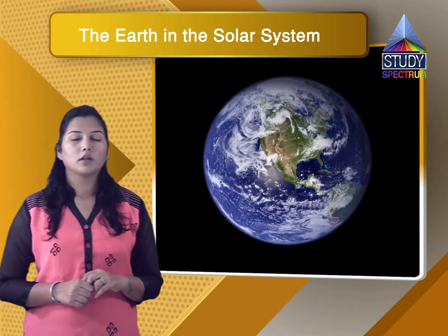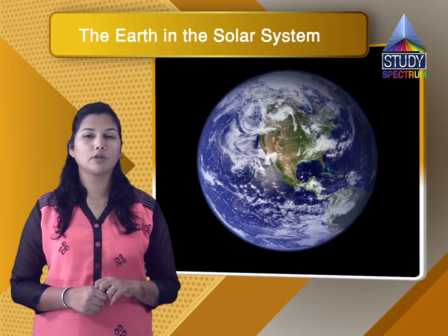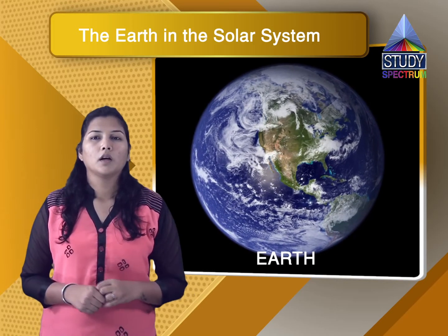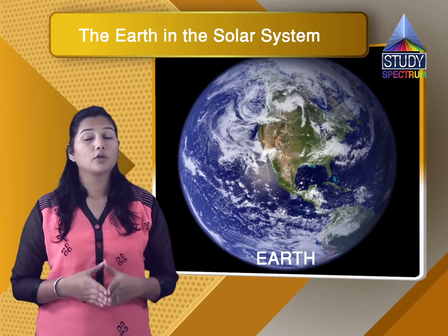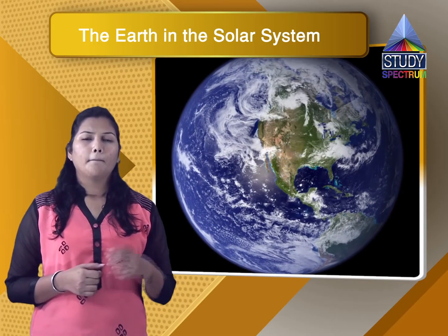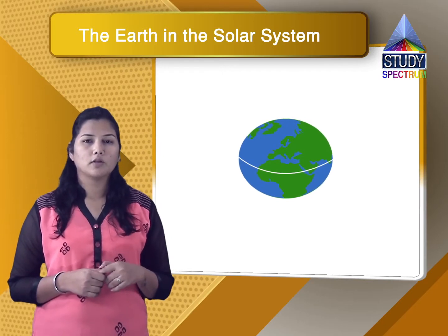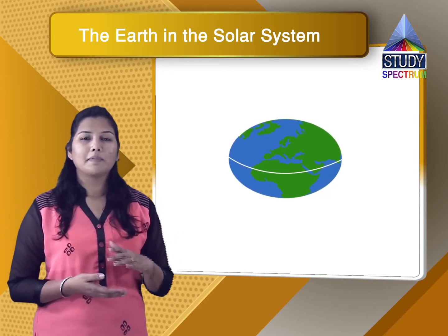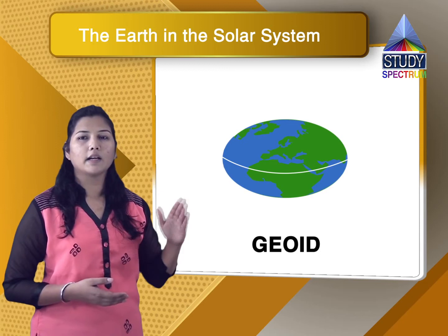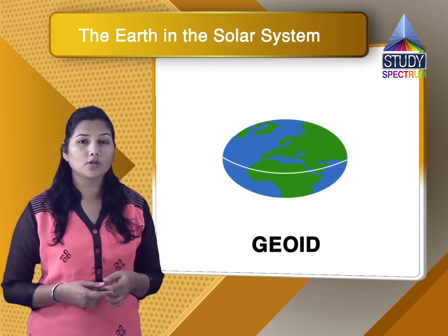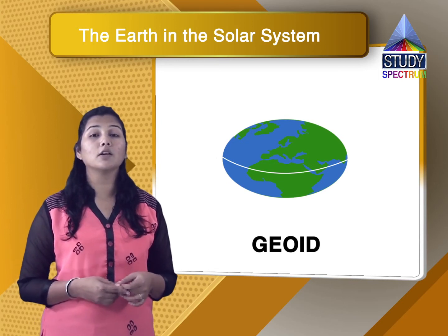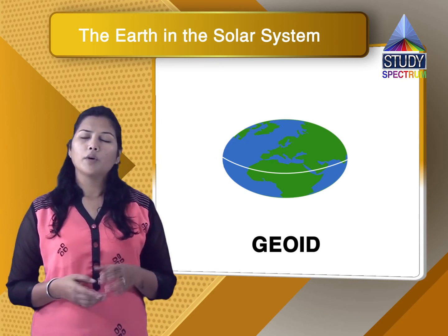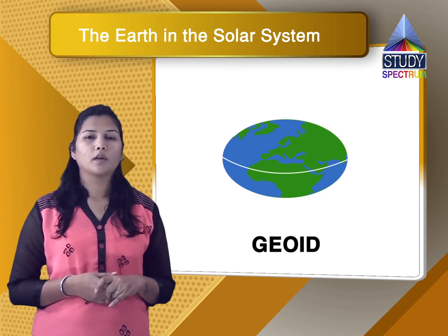Let's talk about the third planet from the sun, the Earth. It is the fifth largest planet, which you also have to remember. But there are certain characteristics of this Earth. The Earth is slightly flattened at the poles, and this is why it is called the geoid. Geoid means Earth-like shape.